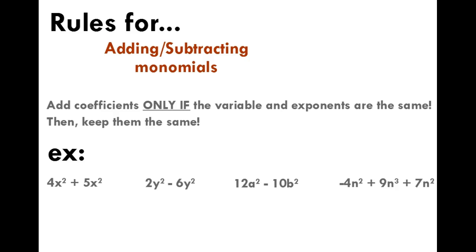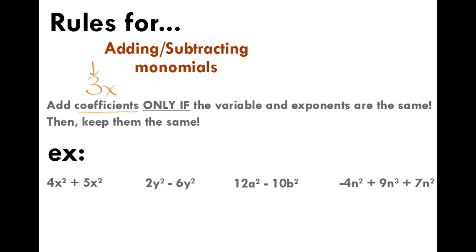So the rules for adding and subtracting monomials is that you add the coefficients. So another word that we see a lot in math that sometimes we forget. So coefficients are the numbers in front of the variables. So you add coefficients only if the variable and exponents are the same. So they have to match exactly. Then keep them the same.